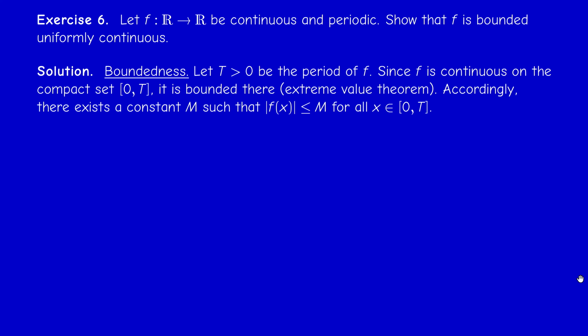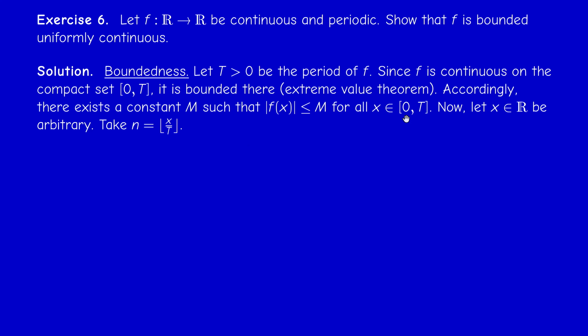So let T be the period of f. So f of x plus T is f of x. Since f is continuous on the compact set [0, T], by the extreme value theorem, f is bounded. So there exists a constant M such that the absolute value of f of x is less than or equal to M for all x between 0 and T. Now I will show that M is an upper bound of the absolute value of f for every x in R, not just on [0, T]. And this is a consequence of periodicity.